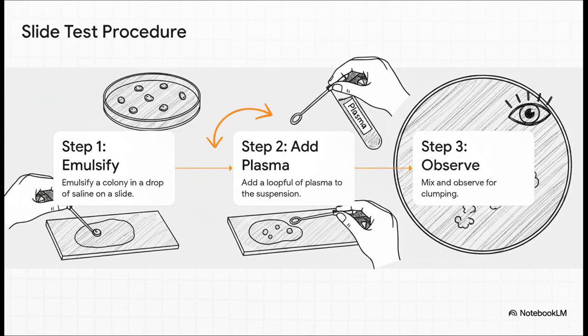The procedure itself, it couldn't be easier. You just take a little bit of a bacterial colony, mix it into a drop of saline on a glass slide until you have a nice, smooth, milky suspension. Then you add a loopful of plasma, give it a little mix for a few seconds, and you just watch very closely to see what happens next.